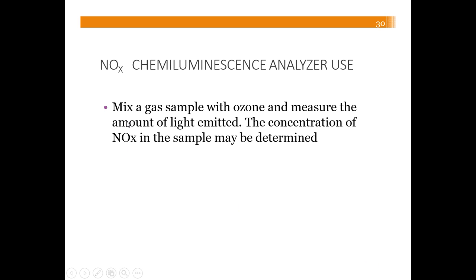Okay, this is how it works. You mix the gas sample with ozone and measure the amount of light that is emitted. The amount of light represents the concentration of the nitric oxide in the sample that you've taken.